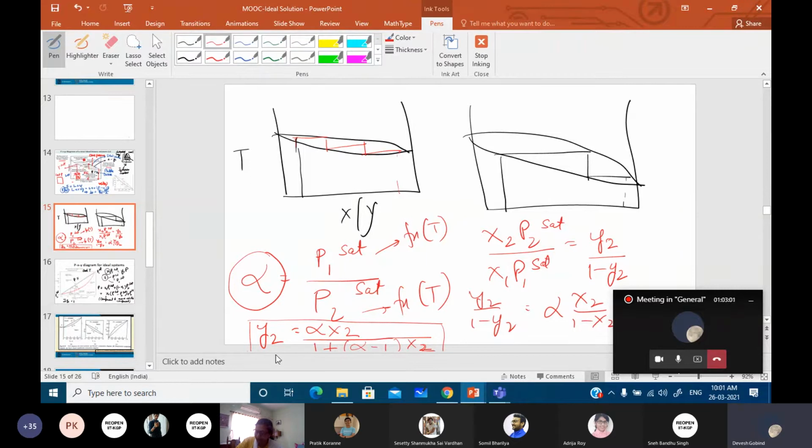Yes, ma'am. Good. So the answer is alpha x2 upon 1 plus alpha x2 minus x2. Or in other words, alpha x2 upon 1 plus alpha minus 1 times x2. Can you see that I have written it down here? Yes, ma'am.